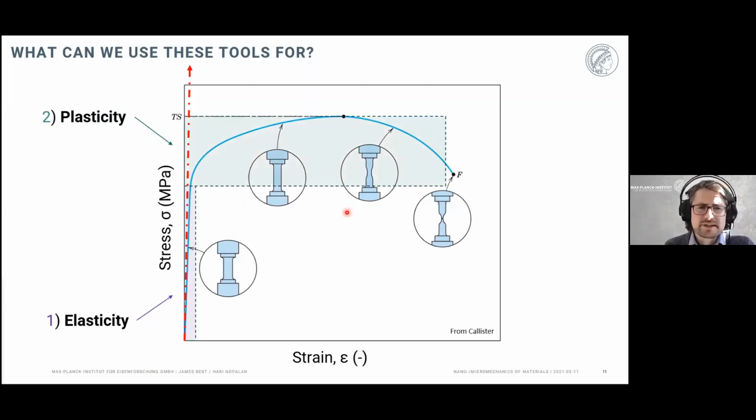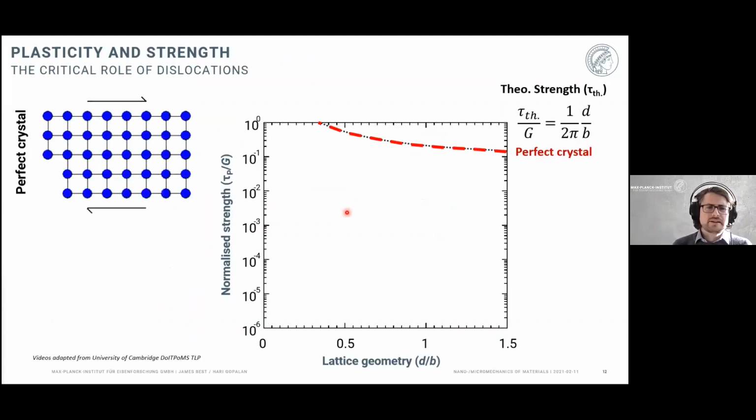Yeah. And that mechanism is plasticity. And so what is plasticity? We can think about this in a very simple way, as mentioned. So this is exactly a schematic of what I was talking about.